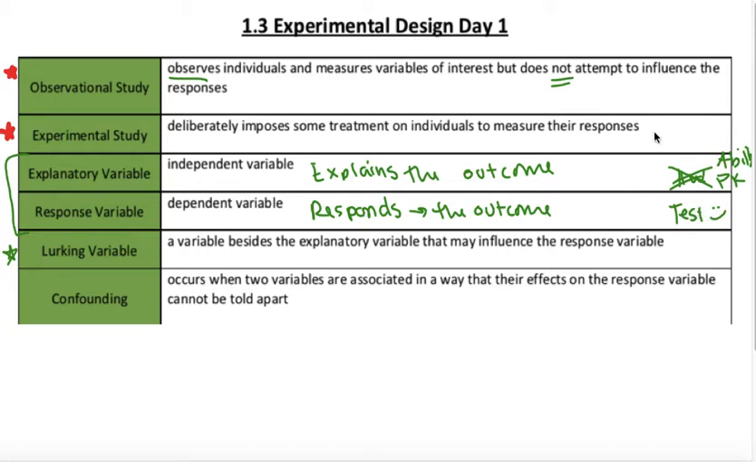So those are the things where we want to account for as many lurking variables as we possibly can. And what happens if we don't control that is this last piece here, which is confounding. Confounding occurs when two variables are associated in a way that their effects on the response variable cannot be told apart. So if we did have homework that was acting and we had prior knowledge acting, how do I know if it's the homework that improved the test or was it your prior knowledge?